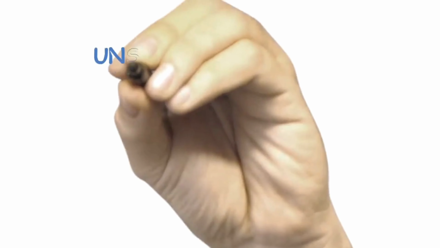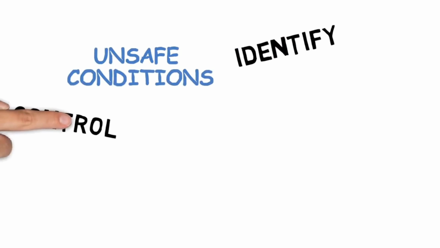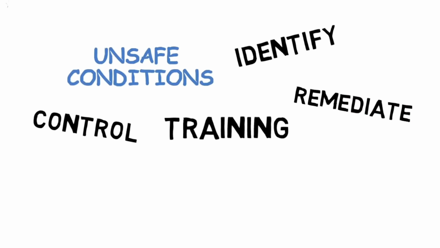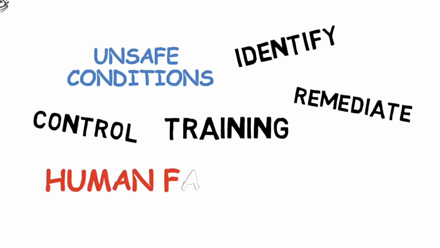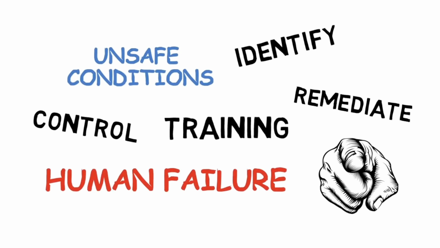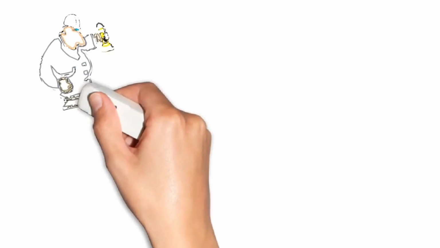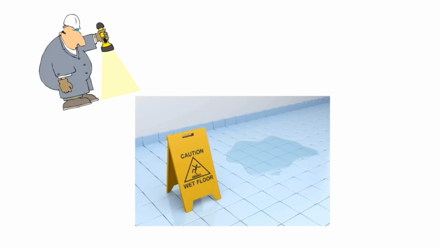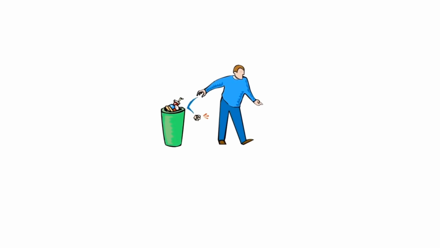Unsafe conditions occur when there is a failure to identify, control, remediate, or train properly against a hazard. Even though there can be multiple human causes, accident investigations will always identify the human failure to correct the hazard. Some unsafe conditions are easy to spot. Finding others needs a closer inspection. For example, liquid on a walking surface is an unsafe condition, but you won't see it if you aren't looking where you are stepping. People create the majority of unsafe conditions.